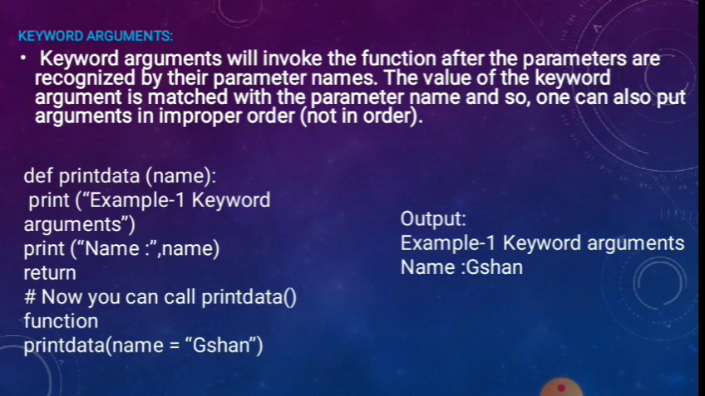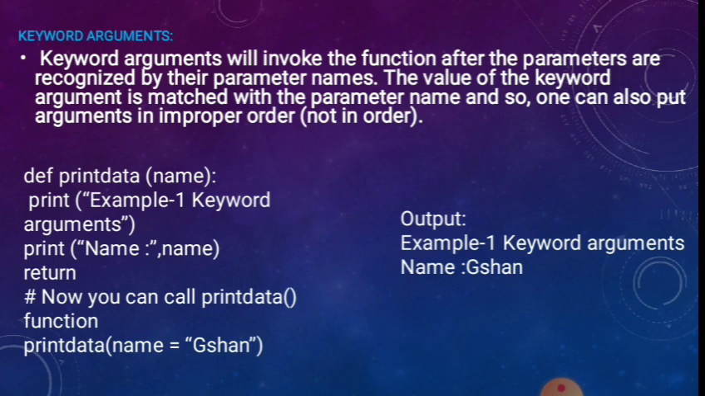Next we see the keyword argument. What is this keyword argument? The keyword argument will invoke the function after the parameters are recognized by the parameter names. The value of the keyword argument is matched with the parameter name, and so one can also put arguments in improper order, not in order. Okay, here we see the example.